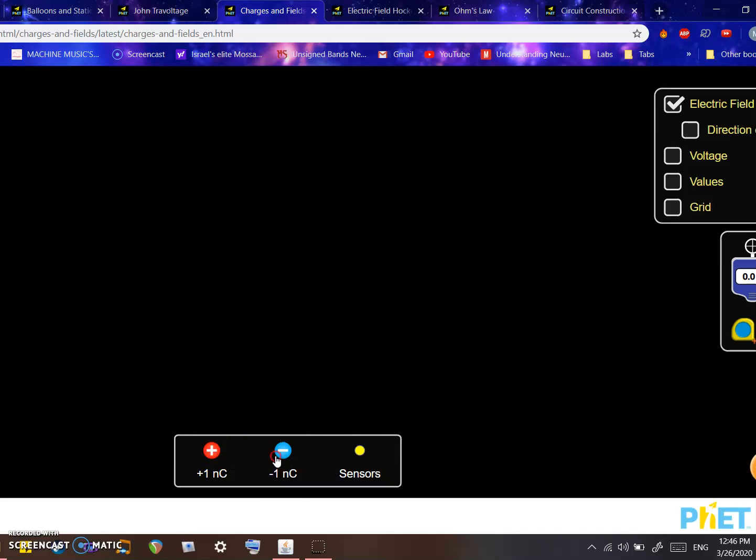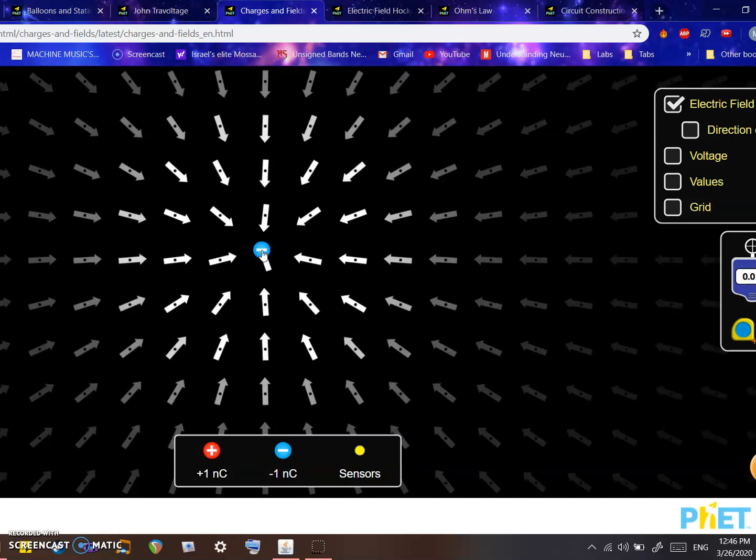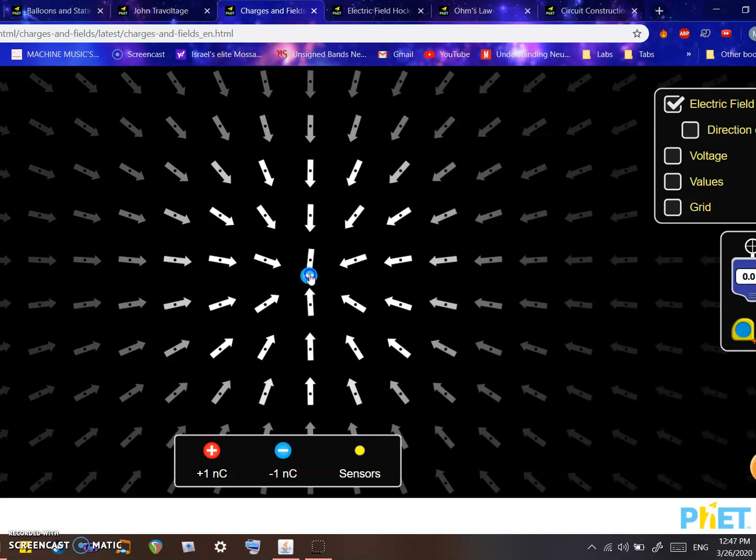I can switch our source charge. There we go, and now we have a negative charge. So the electric field lines are pointing inward. So a positive charge nearby will attract, again following the lines. A negative charge nearby will repel, going against the lines. Notice that the arrows, or vectors, are decreasing in strength the farther away you move. So you can see that they're less bright. That's a measure of strength.